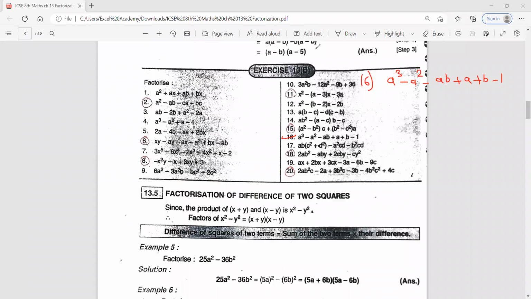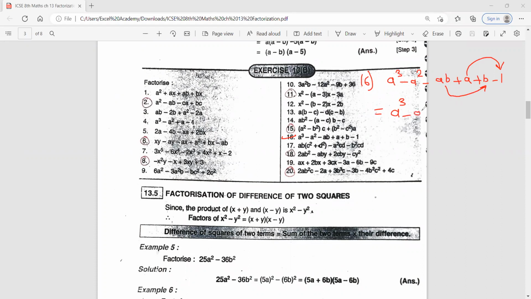All right, let me explain. Here, you have to pair minus AB with B, and A with minus 1. This is called rearranging the terms. We are not going to change the signs, we are just going to rearrange the terms, signs same as before. So what do you get?